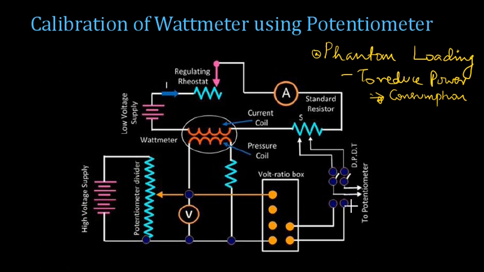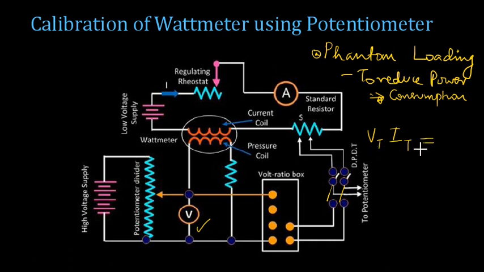And if you are switching on to this second side, the potentiometer will be connected to the voltage ratio box, and the voltage ratio box will be indicating the voltage that is being provided from the high voltage supply. So it will be giving a reading corresponding to this particular voltmeter. So ultimately you will be getting a true reading of the current related to the low voltage supply and the true reading of the voltage.